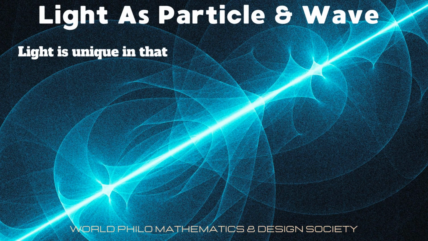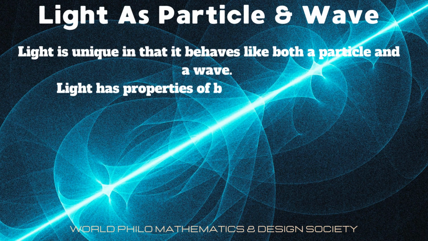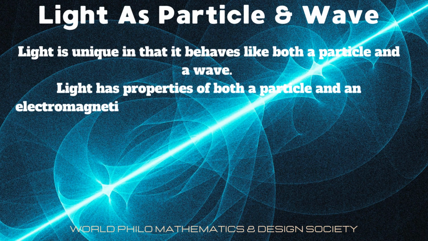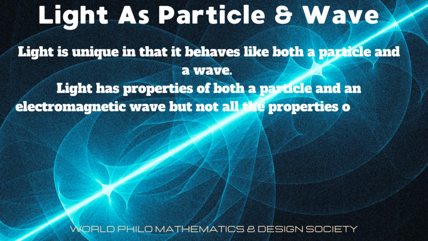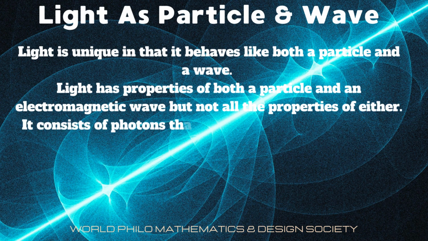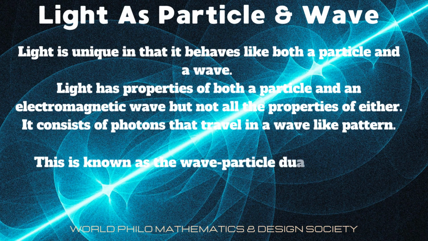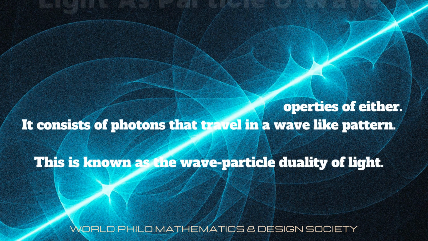Light as particle and wave. Light is unique in that it behaves like both a particle and a wave. Light has properties of both a particle and an electromagnetic wave, but not all the properties of either. It consists of photons that travel in a wave-like pattern. This is known as the wave-particle duality of light.